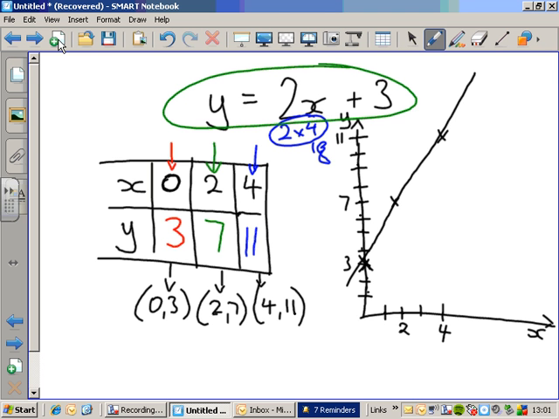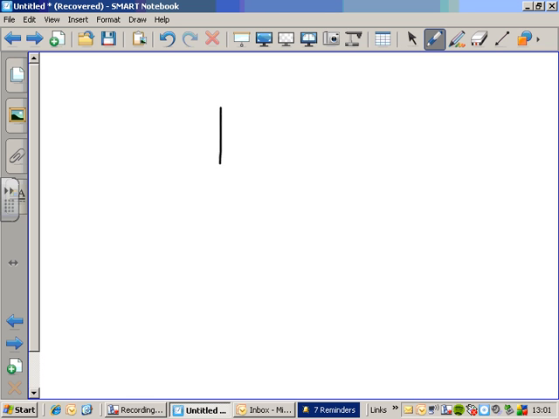Create coordinates for x and y in your little table, and then plot them on your grid and join them up to form your straight line. So that's turning an equation into a line. How about a situation where you're given a line and you're asked to find the equation for that line?